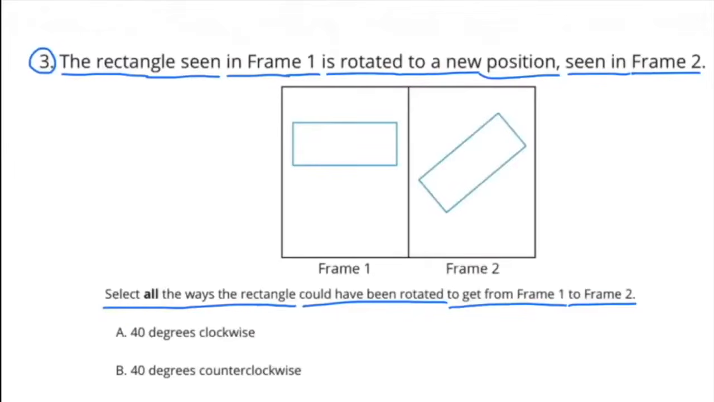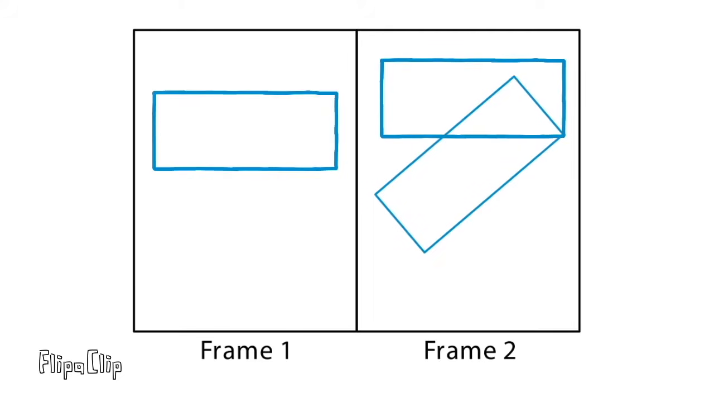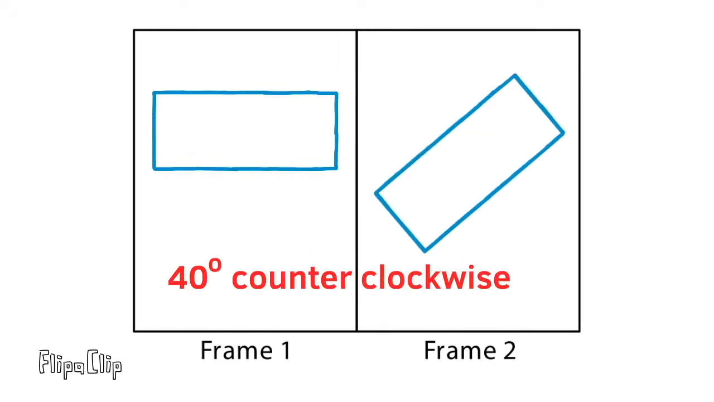Number 3. The rectangle seen in frame 1 is rotated to a new position seen in frame 2. Select all the ways the rectangle could have been rotated to get from frame 1 to frame 2. The rectangle in frame 1 can be rotated 40 degrees counterclockwise to get from frame 1 to frame 2.